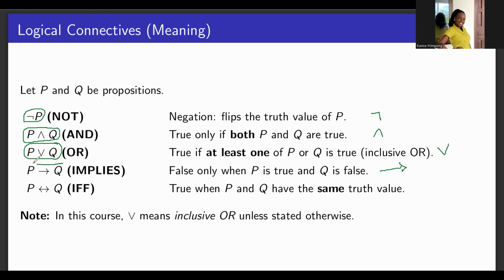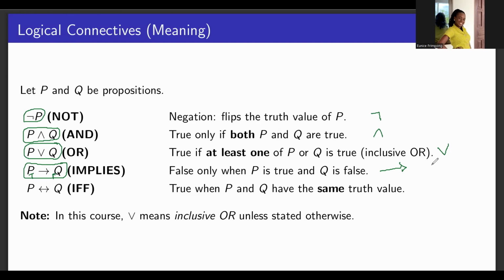We write it as P implies Q. Now, P implies Q is false only when P is true and Q is false. So it is false only when the first position is true, and then the second one is false. Okay? So only when this one is true, and then the second one is false. So just in case Q was here, Q was rather here.